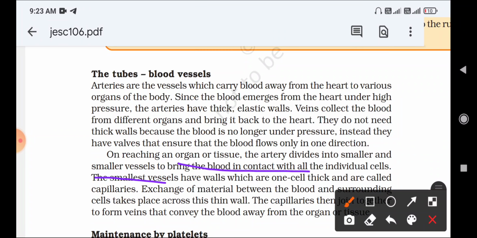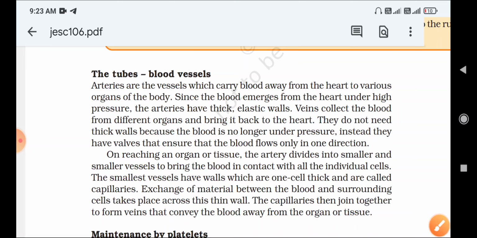The smallest vessels, which have walls that are one cell thick, are called capillaries. Again, a very important question. So what do capillaries mean? You can write: the smallest vessels have walls which are one cell thick. These are called capillaries. This is the definition of capillaries.